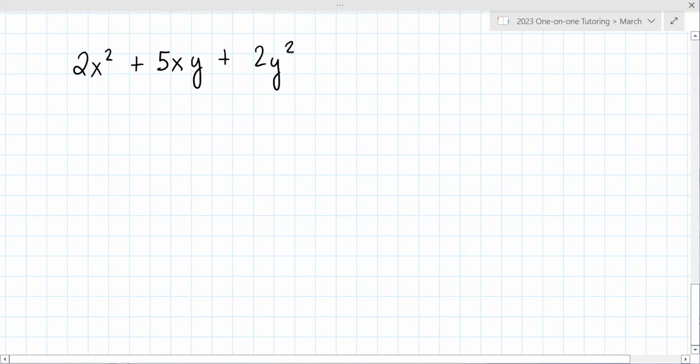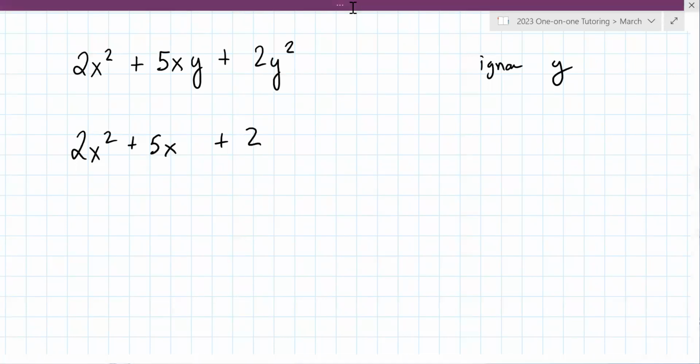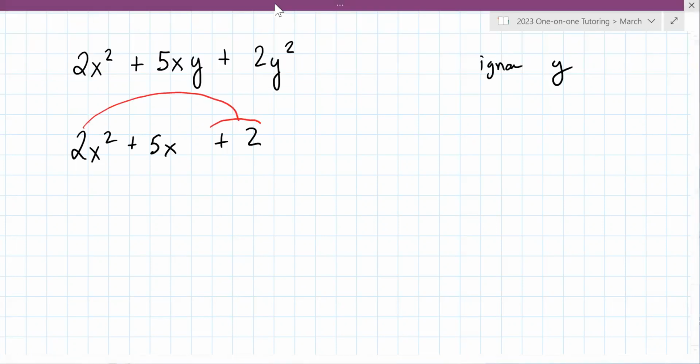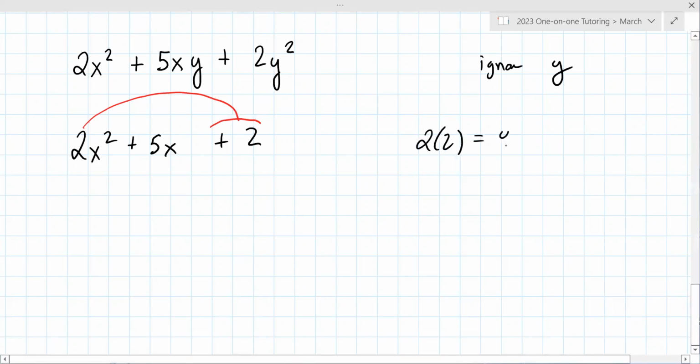So yeah, it is similar. We're going to ignore the y for the moment. We're going to actually write it without the y. Is that okay? Yeah. Now we're going to do the same thing we did in the previous problem. We're going to take that first number, multiply it by the last. So that's 2 times 2, which is 4. So now we're looking for two numbers that multiply to 4, but add up to 5.